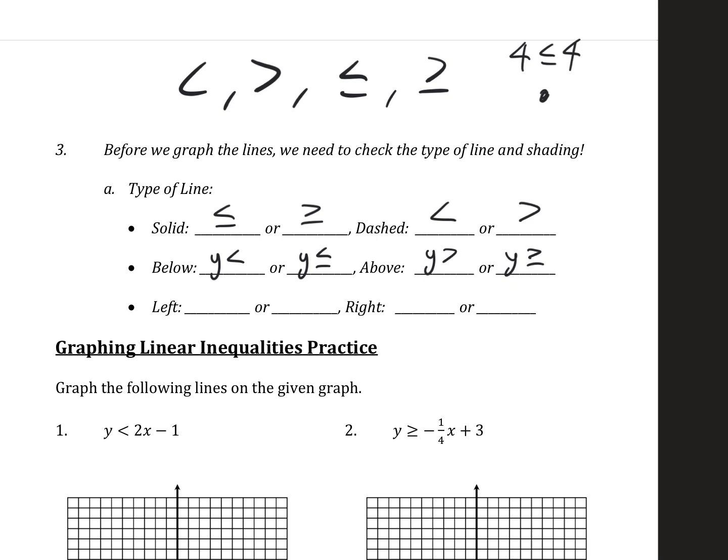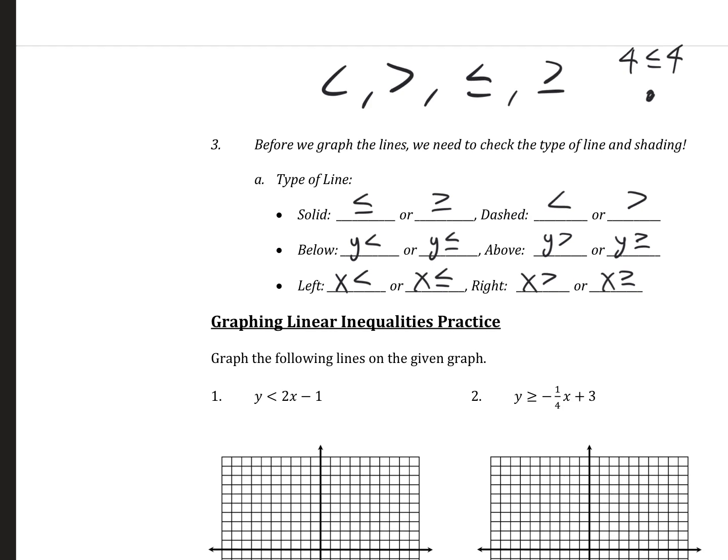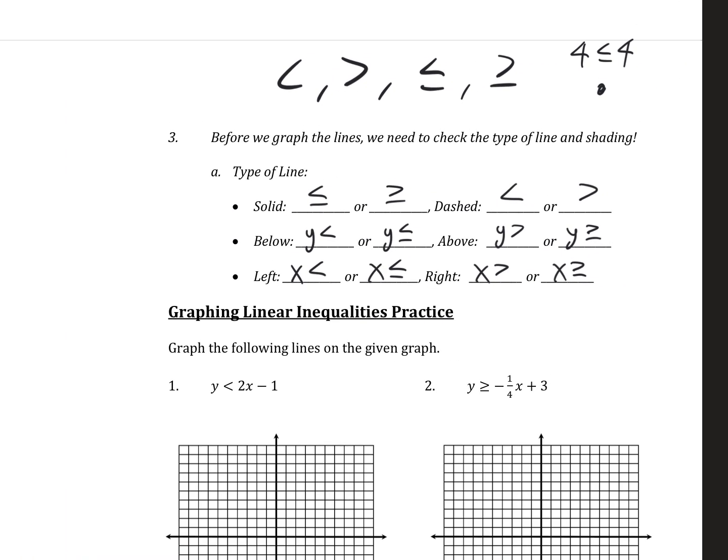For left or right, this is a special kind of case. If we have a line like x is less than or x is less than or equal to a number, that's like x equals a number. It's going to be a vertical line, so there is no above or below. And right is going to be x is greater than or x is greater than or equal to. Okay. If you need a tip here, I want you to write this over to the left if you're able to.